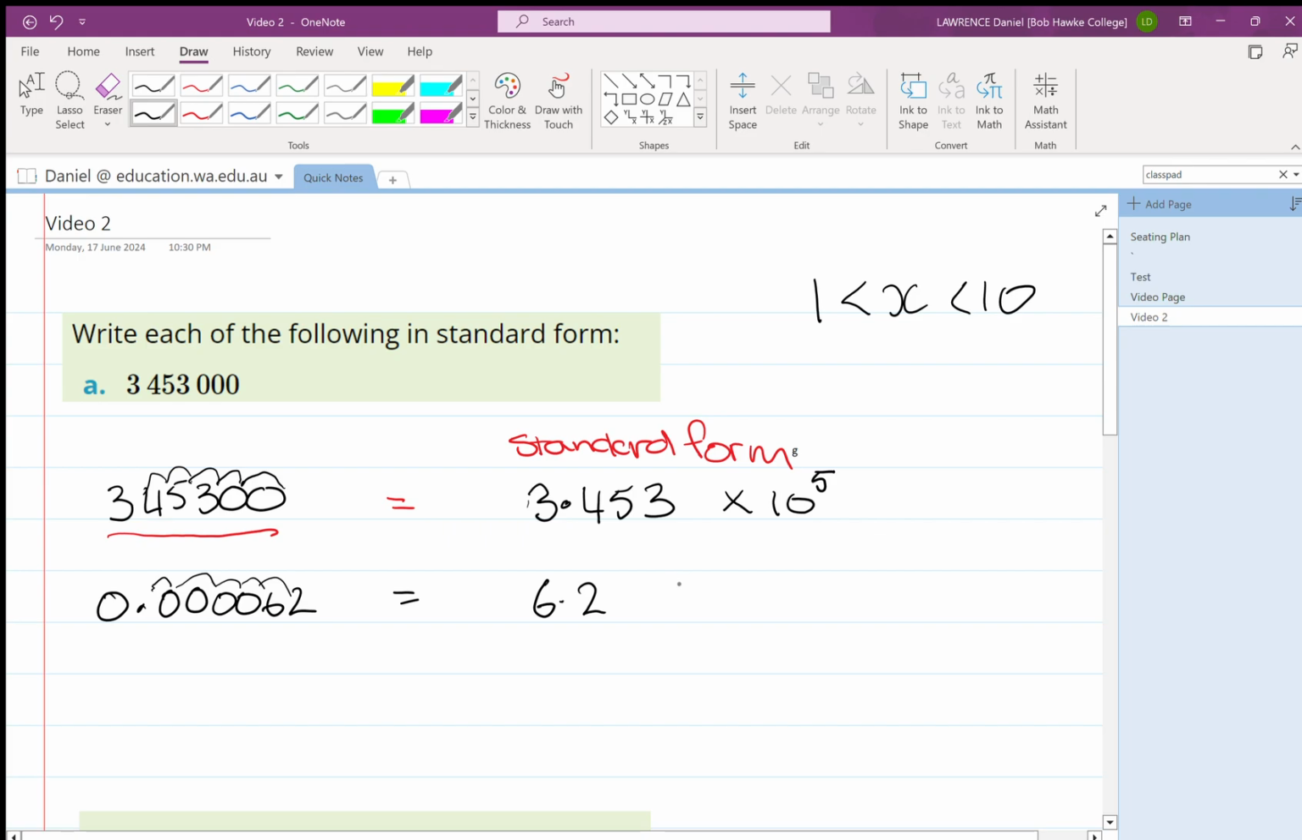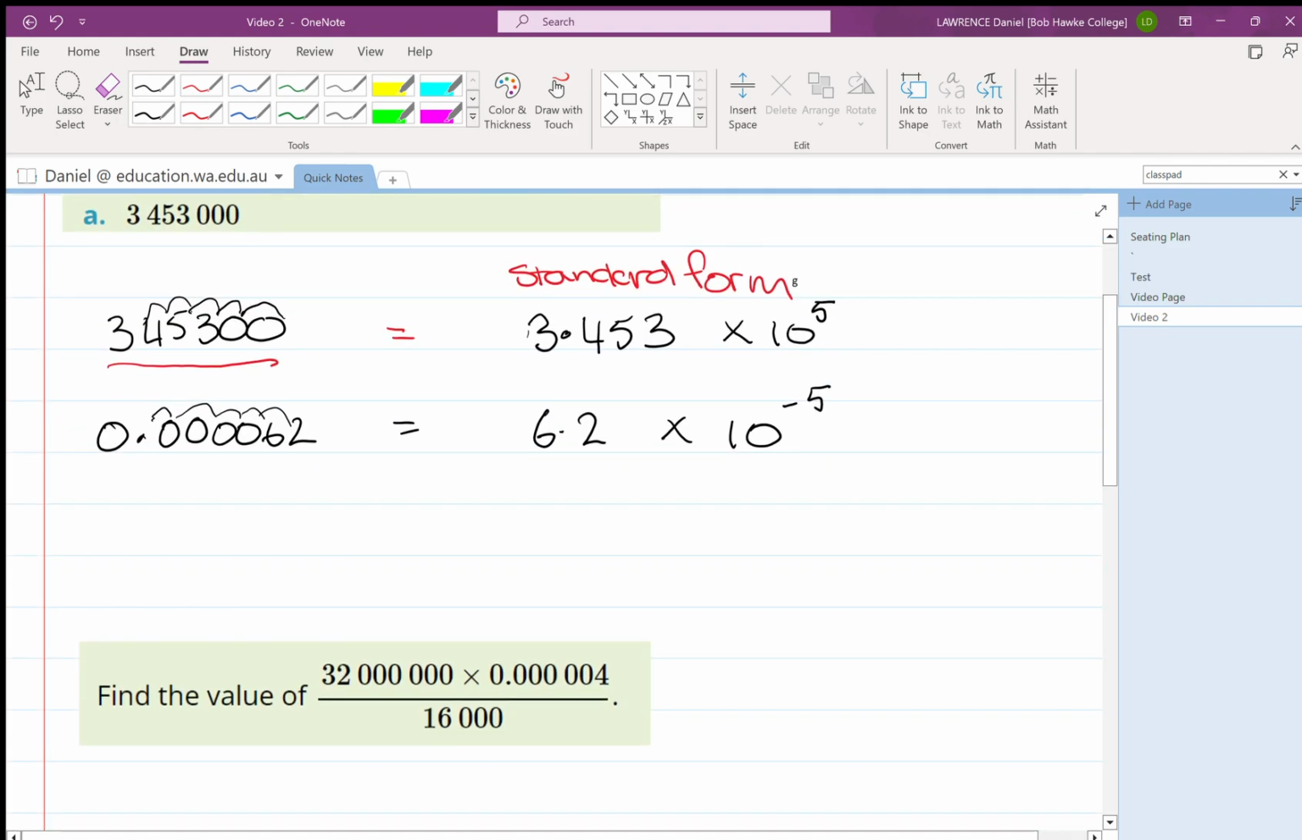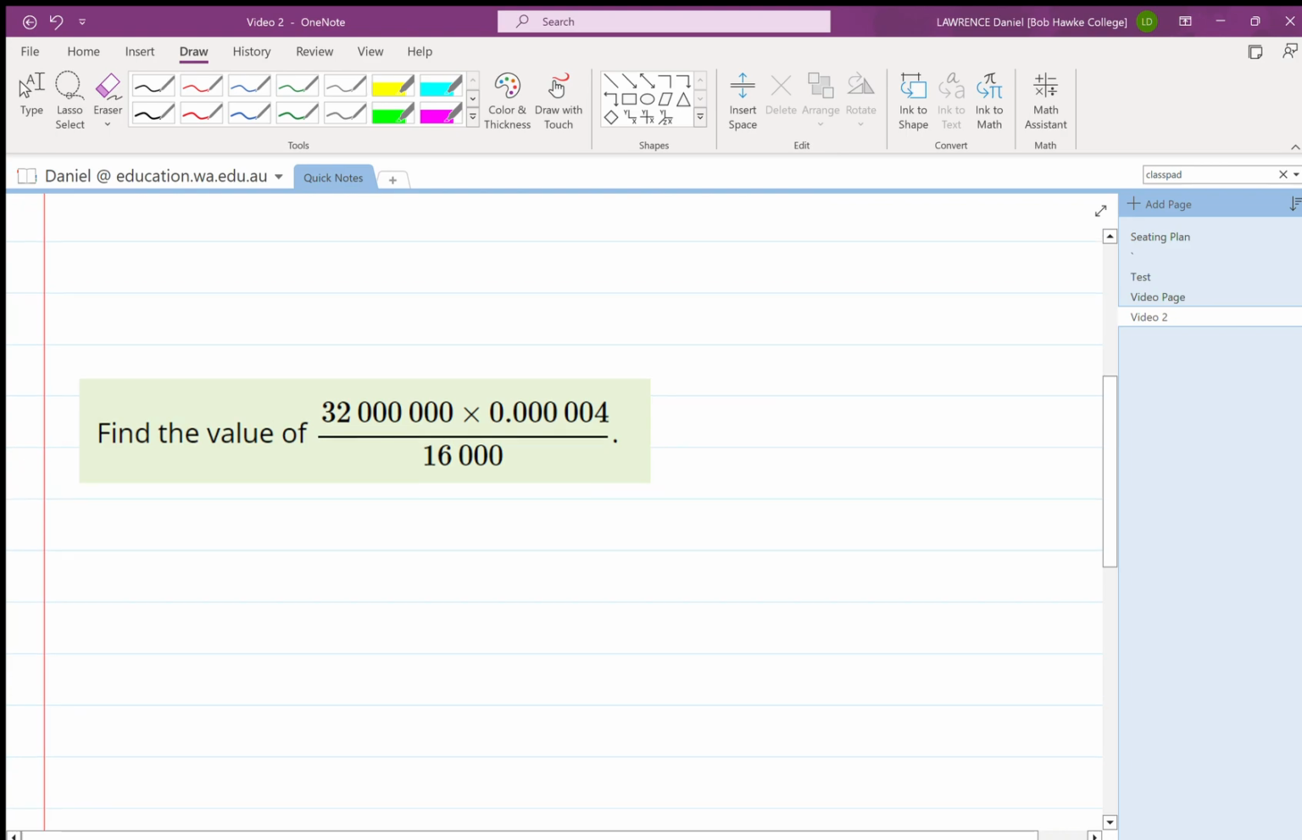6.2. I'm going to times it by our base 10 and see how many times we've moved it. 1, 2, 3, 4, 5 times, but in the negative direction. So we have 6.2 times 10 to the power of negative 5.